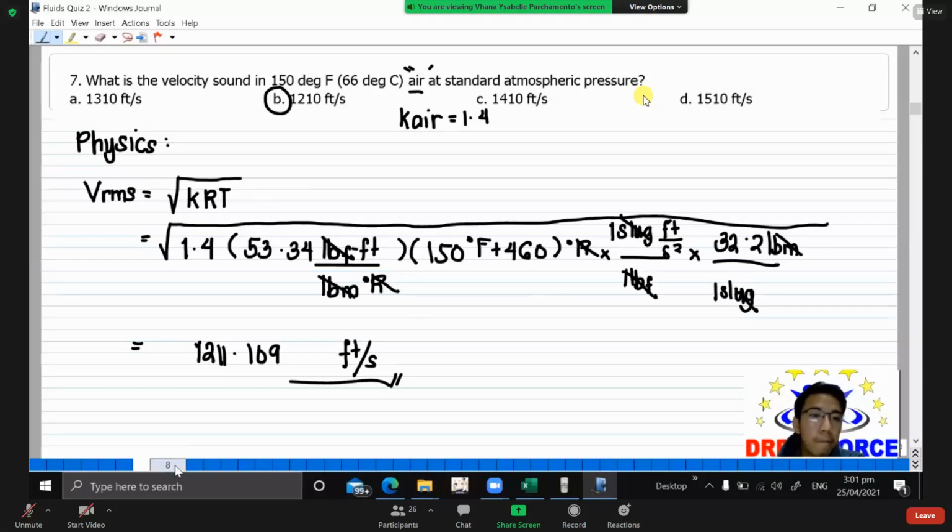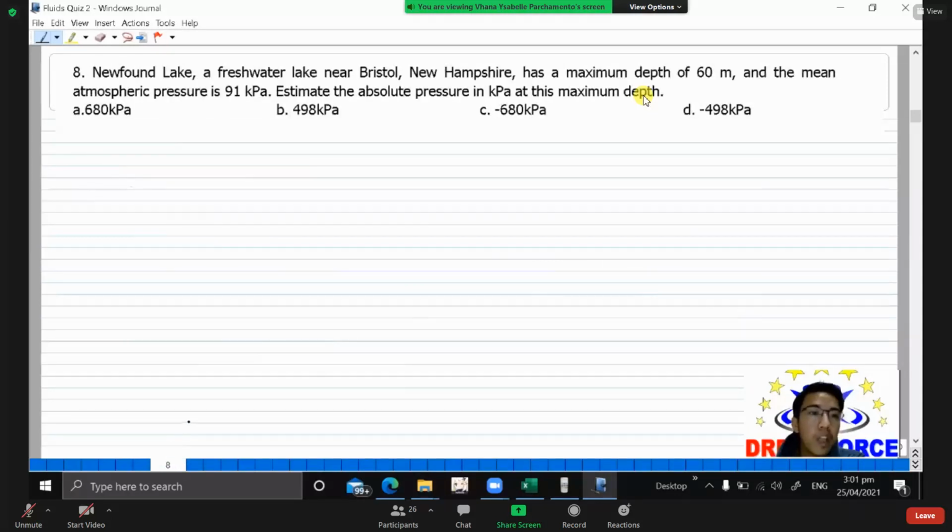Okay, next number 8. Okay, Newfound Lake, a freshwater lake near Bristol, New Hampshire, has a maximum depth of 60 meters and the mean atmospheric pressure is 91 kilopascal. So estimate the absolute pressure in kilopascal at this maximum depth.